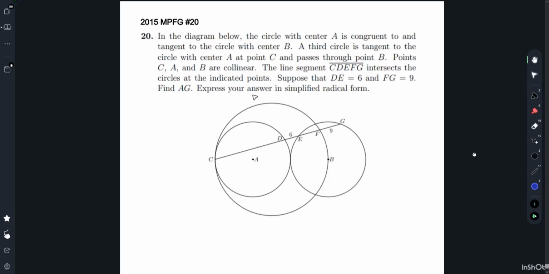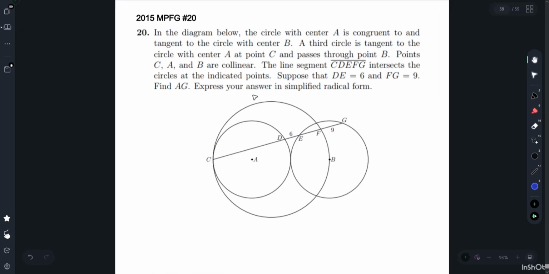In the diagram below, the circle with center A is congruent to and tangent to the circle with center B. A third circle is tangent to the circle with center A at point C and passes through point B. Points C, A, and B are collinear. The line segment CDEFG intersects the circles at the indicated points. Suppose that DE is equal to 6 and FG is equal to 9. Find AG. Express your answer in simplified radical form.